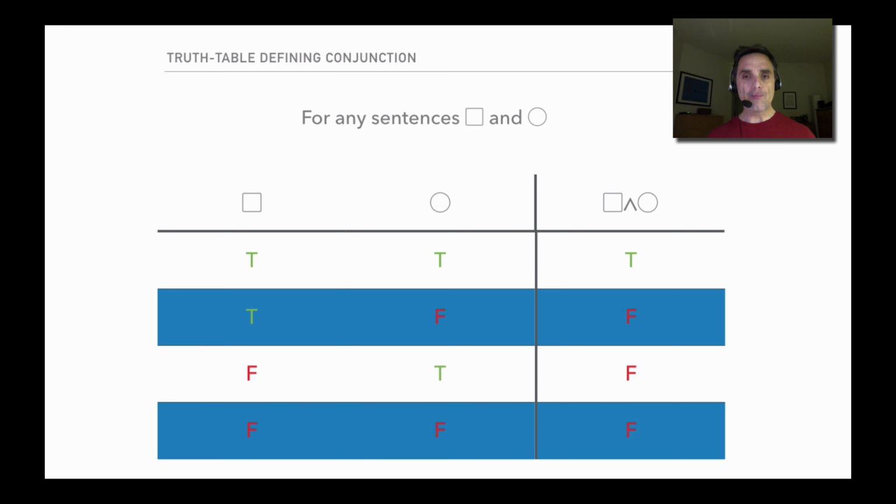Okay, so the basic format for the conditional is going to look basically the same. Here it is, with the conditional instead of the conjunction. We're going to have the same 4 rows for the 4 combinations of box's truth values with circle's truth values, and we're going to say, okay, for each of those combinations, what truth value does box arrow circle have?